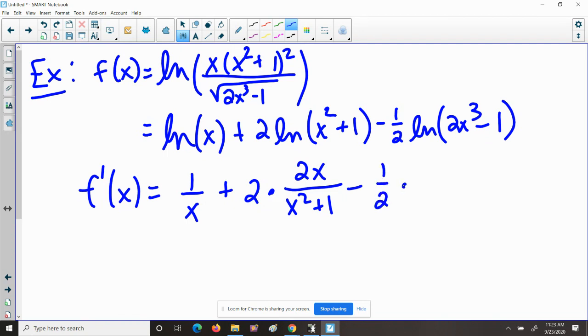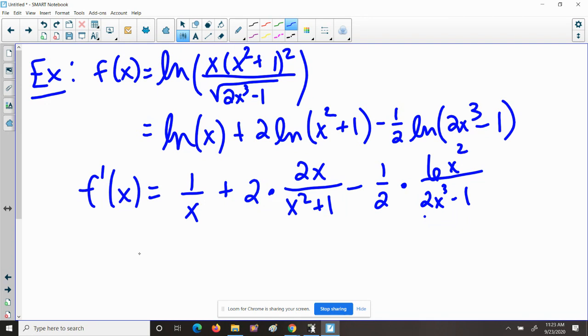Minus 1/2 times, 1/2 is just our constant, u prime over u. u is 2x cubed minus 1. So I put the u on the bottom, u prime goes on top. The derivative of 2x cubed minus 1 is 6x squared.